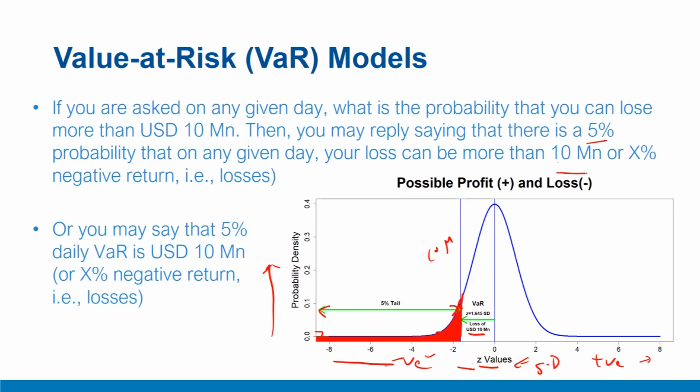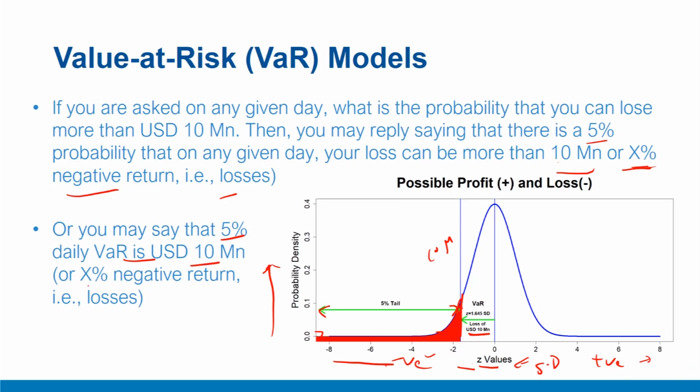Either it can be presented in terms of absolute value or also in terms of return form, that is X percentage, talking about negative returns or losses. So there are two ways to express this phenomenon. One, you can either say that there is a 95% probability that your maximum loss is $10 million, or there is an extreme 5% possibility that your loss can be more than $10 million. So these are two ways to express the same thing. And in that case, it is said that your 5% daily VAR is $10 million.